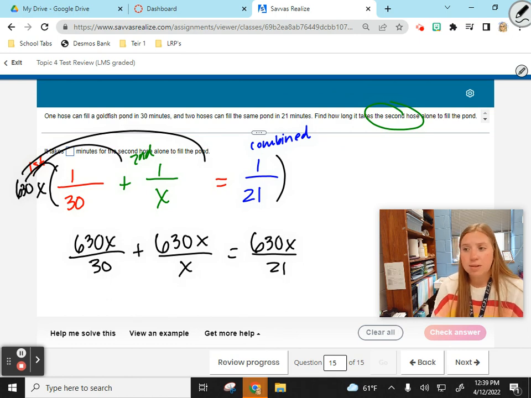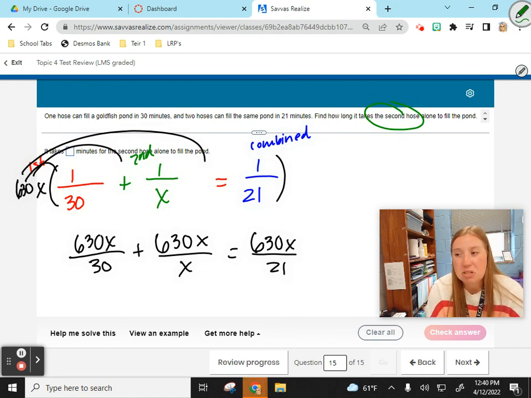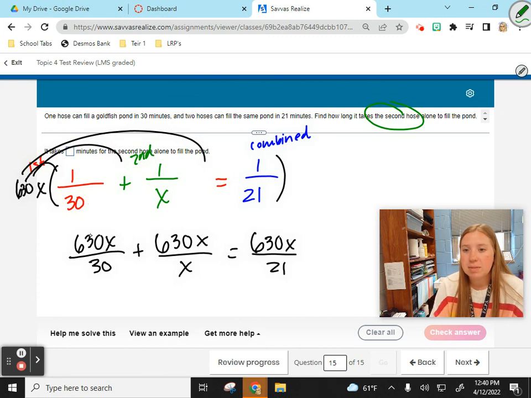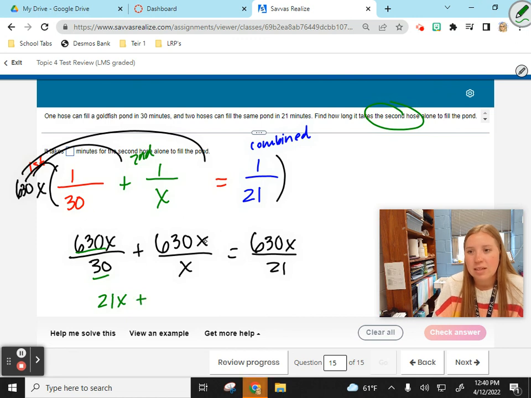If you use the LCM, all that does is give you a smaller numerator, but we should get the same equation that we're solving for in the end. So I'm going to go ahead and simplify here. 630 divided by 30 is 20, not 21, is 12. No, it should be 21. I typed it into my calculator wrong. 630 divided by 30 is 21x.